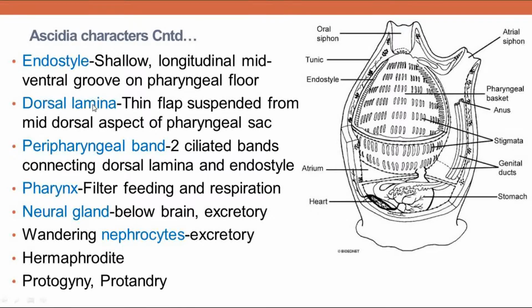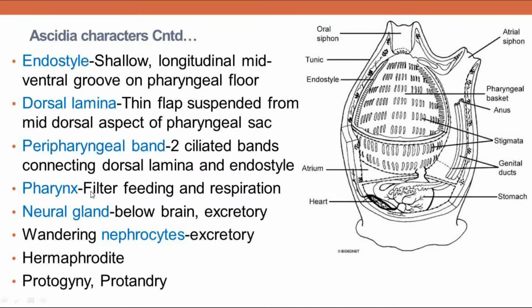Then the dorsal lamina is a thin flap of tissue suspended from the mid-dorsal portion of the pharyngeal sac. Dorsal means upper portion. Then the peripharyngeal band: there are 2 ciliated bands connecting the dorsal lamina and the endostyle. These are also very important characters of the Ascidia.